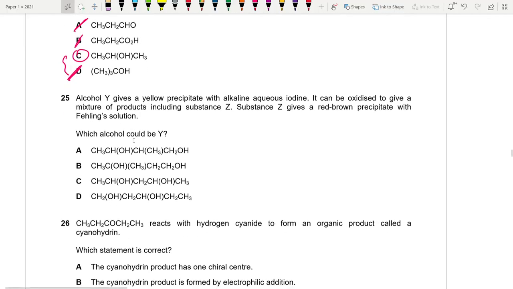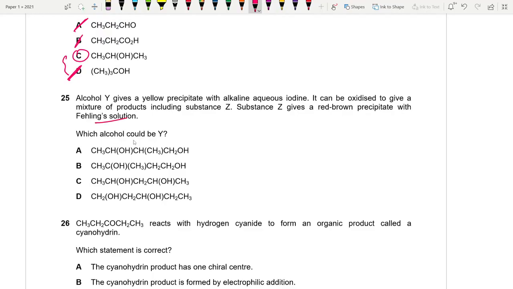25. Alcohol Y gives a yellow precipitate with aqueous alkaline iodine. Okay, it gives a positive iodoform test. That means it's a secondary alcohol with a methyl group as a side chain. Okay, it can be oxidized to give a mixture of products, including substance Z. Substance Z gives a red-brown precipitate with Fehling's. So Z is an aldehyde actually.